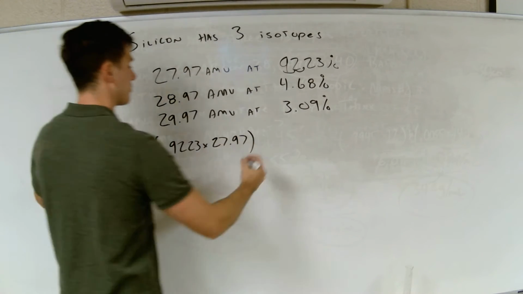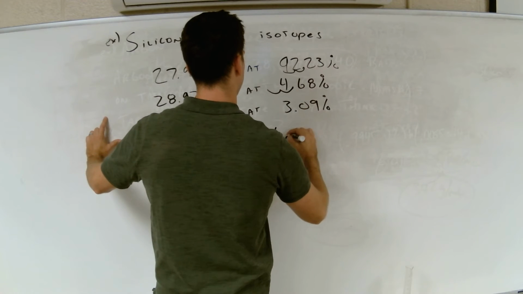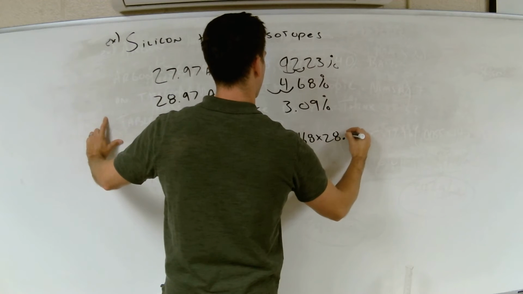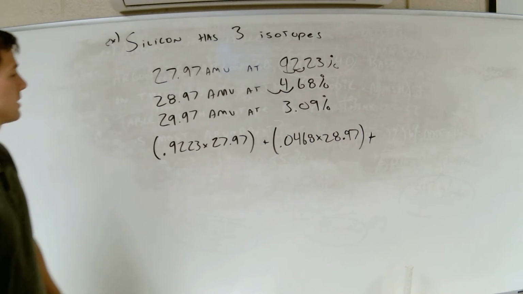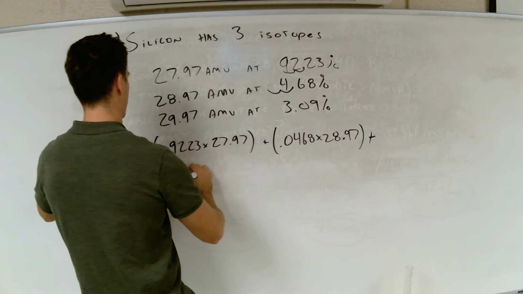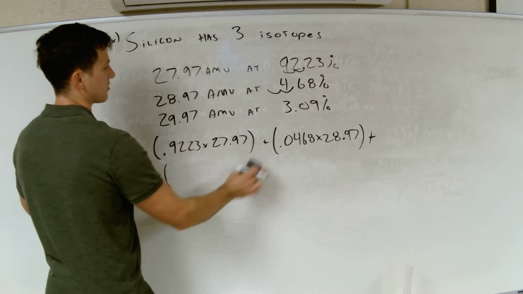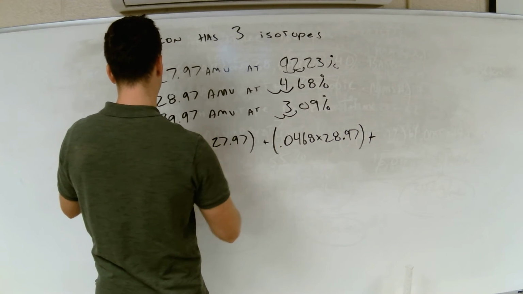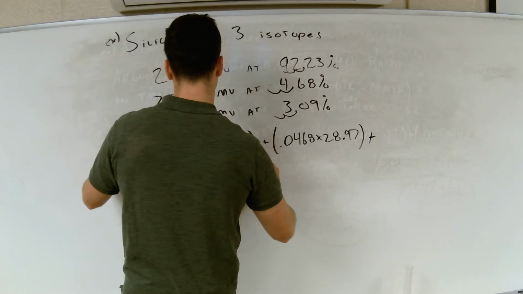Okay. For the next one, we have a percent abundance of 0.0468 times 28.97. Okay. Plus our last one, which I'm going to put down here because I ran out of room, 29.97. Well, let's do the percent abundance first. 0.0309 abundance times the mass number of 29.97.